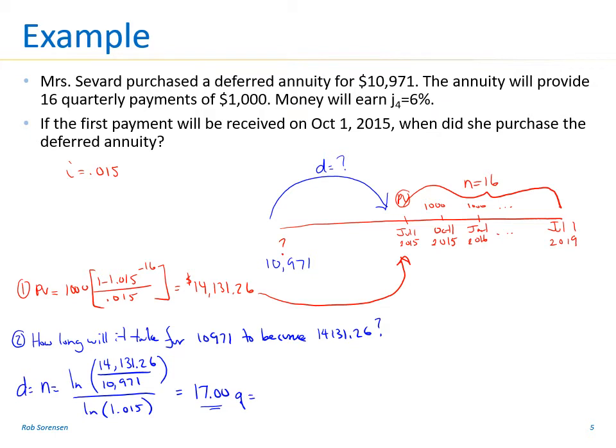17 quarters is also 4¼ years. Either way we can look at it, doesn't matter too much. What's important now is I have to start at my July 1st, 2015 and work backwards 4¼ years to get to my unknown date.